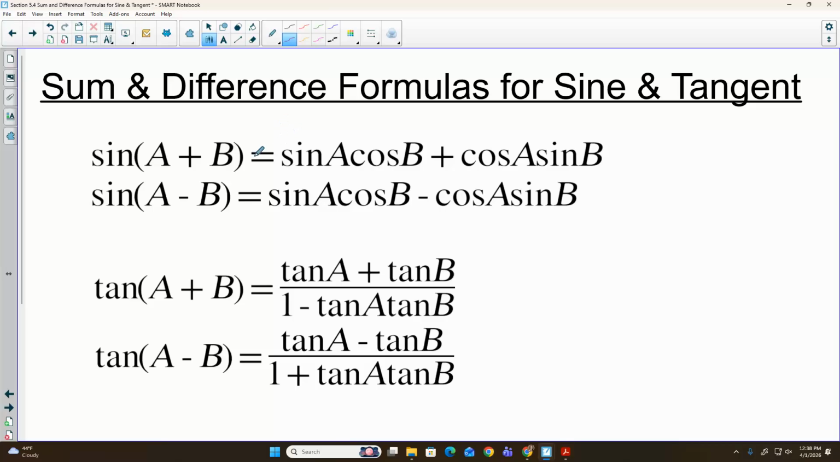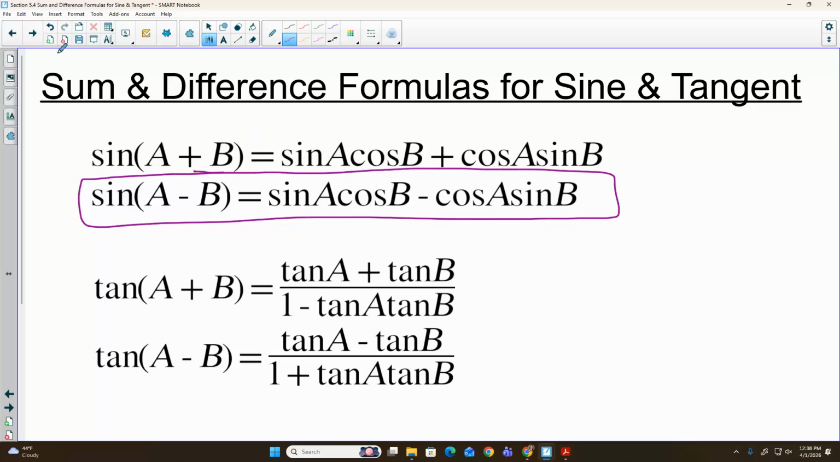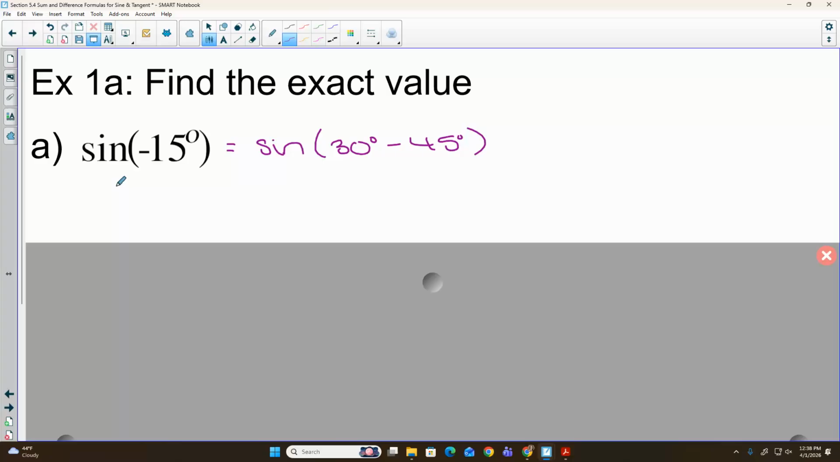So now I'm looking at my formulas. I have sine 30 minus 45, so I'm looking at the sine of A minus B formula. So that says sine of the first, cosine of the second, minus cosine of the first, sine of the second. Again, we're not treating that angle as a negative 45. The minus just tells me I'm using my subtraction formula.